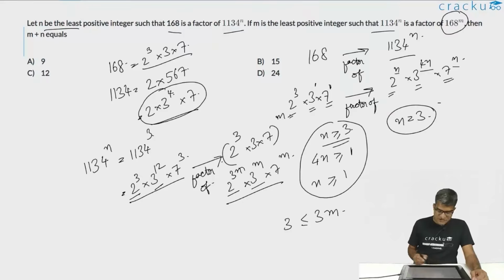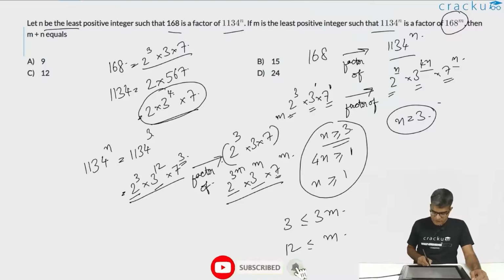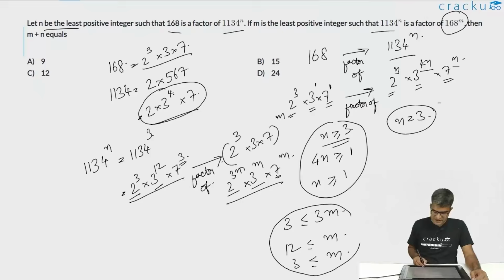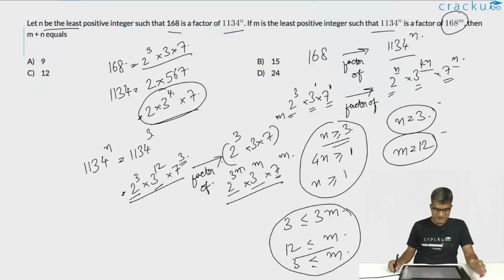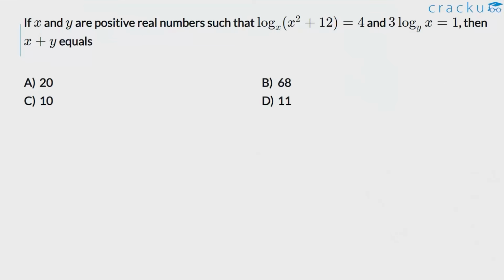3 to the power 12 has to be less than or equal to 3 to the power m. So 12 has to be less than or equal to m. And 7 cube has to be less than or equal to 7 to the power m, or 3 has to be less than or equal to m. All three of these inequalities have to be satisfied. And the smallest value of m for which this is satisfied is if m is equal to 12. So m is equal to 12, n is equal to 3. The value of m plus n will be equal to 15, which is option B.